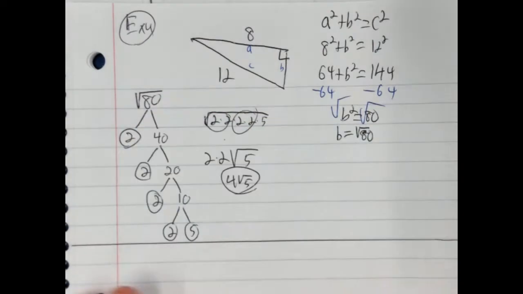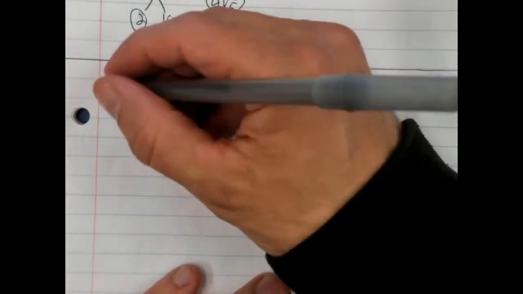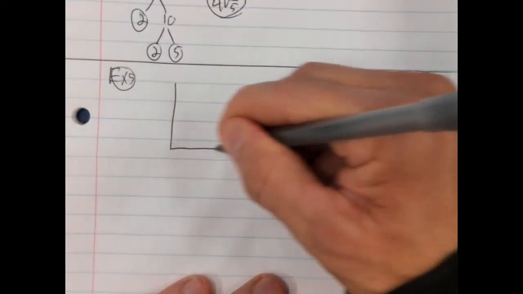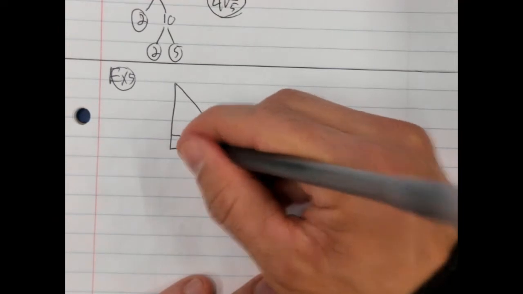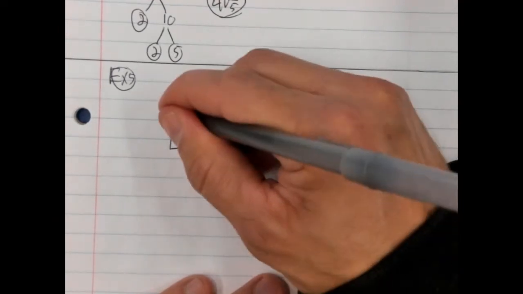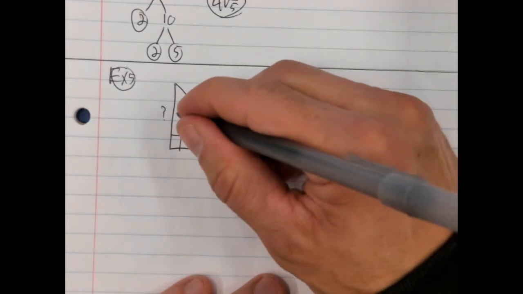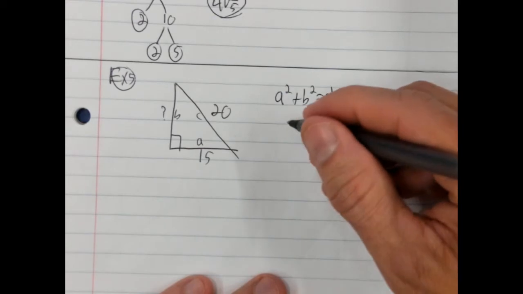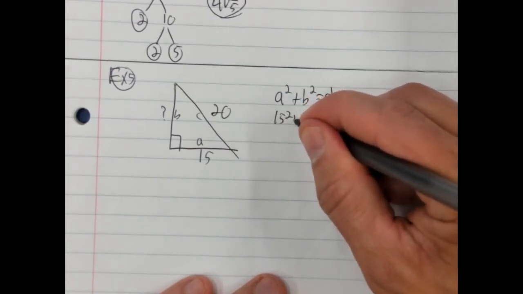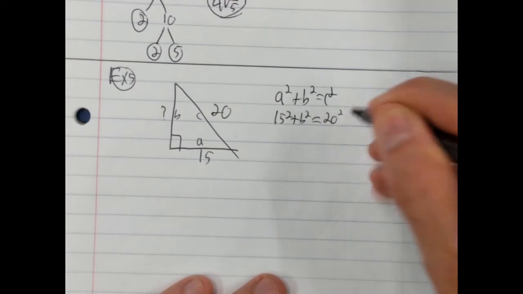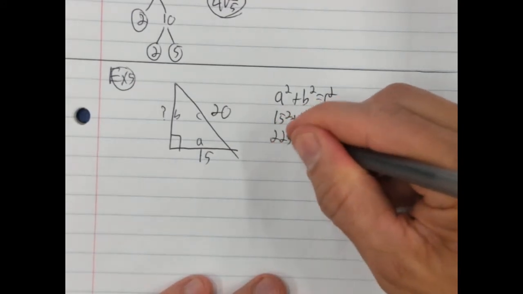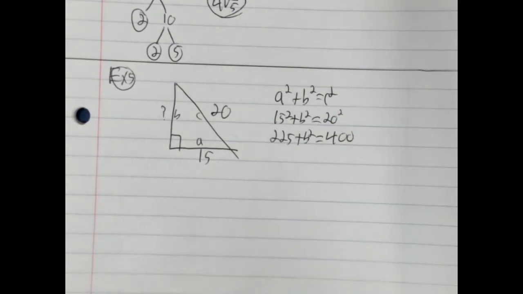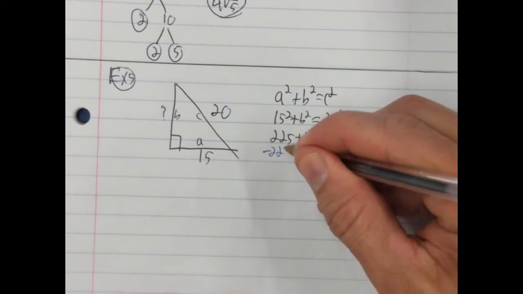Let's go ahead and do another example. This is the fifth one, example 5. So we have another right triangle, and we're given the hypotenuse, we're given one of the legs, and we're looking for the other side. So we're going to have a squared, b squared, c squared. Let's write out the formula. In this case, we have 15 squared plus b squared equals 20 squared. So 15 squared is 225 plus b squared equals 400. We're going to solve this algebraically, so we're going to subtract 225 from both sides.